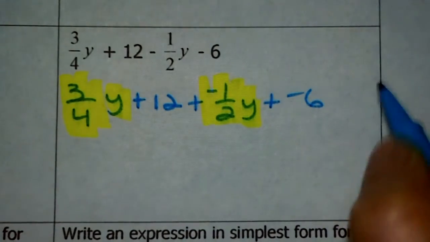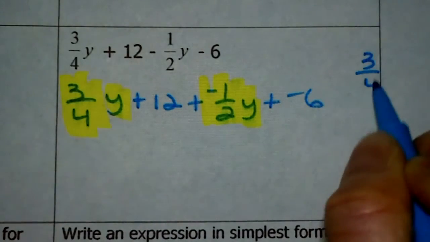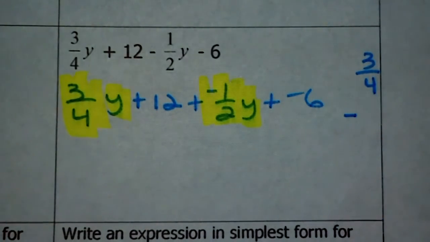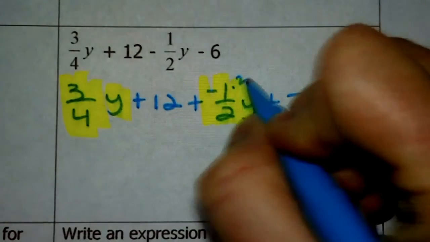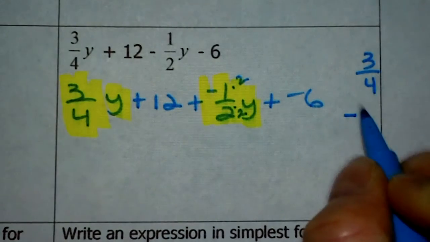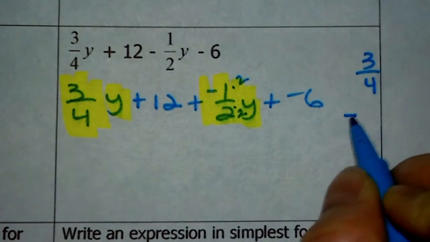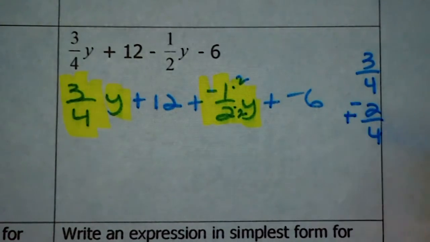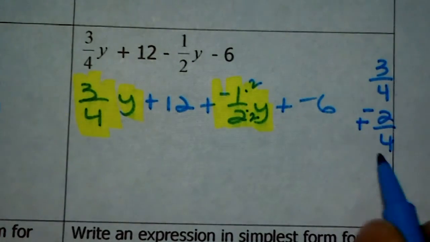So what I'm really doing here is I'm taking 3/4 minus, and this negative 1/2, if I need it to be fourths, I can multiply the top and the bottom both by 2. So negative 1/2 is the same as negative 2/4. So I'm just going to write minus 2/4 or plus negative 2/4. That's the problem I'm solving.